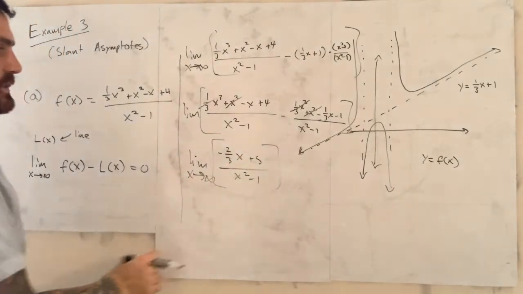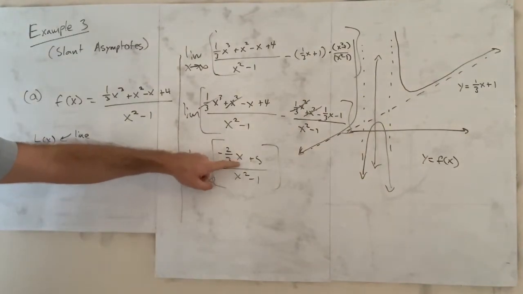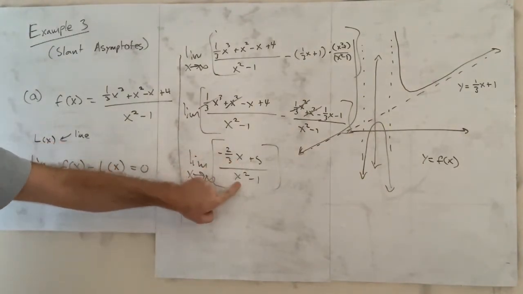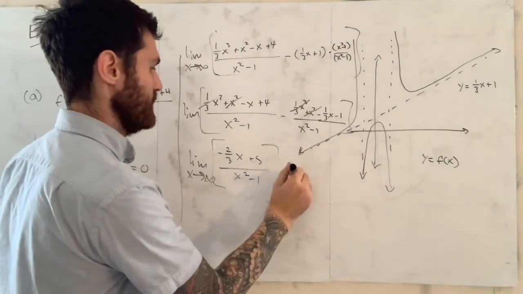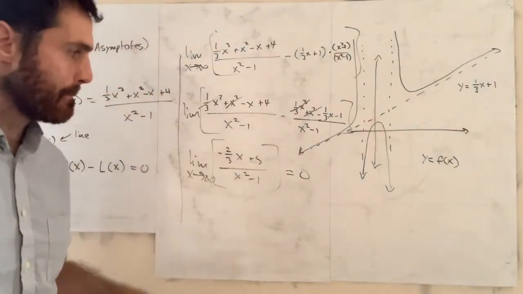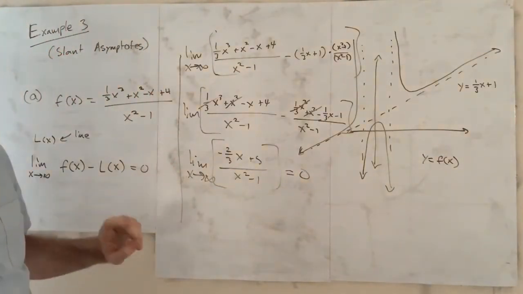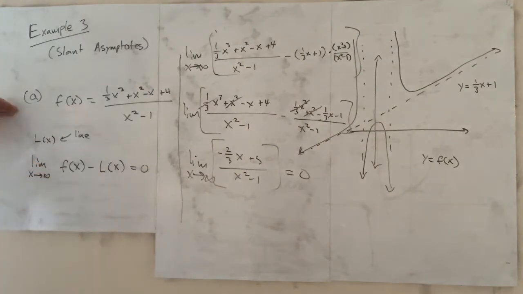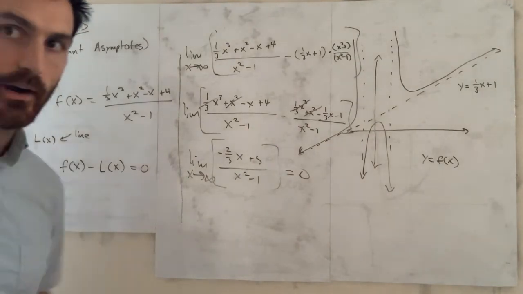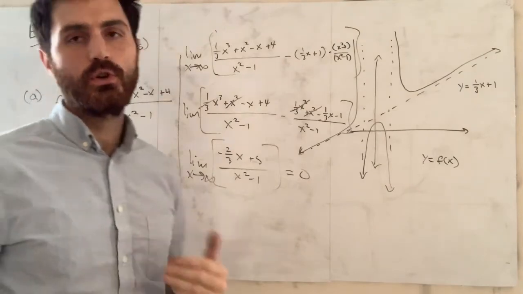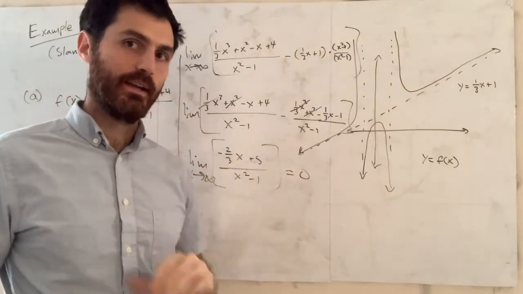Well, what do I notice? I notice that I have a linear value here, quadratic here, so this has to be equal to 0. And so that confirms that. So we've confirmed that we have a slant asymptote there. So what this tells you is how to confirm when you have a slant asymptote.